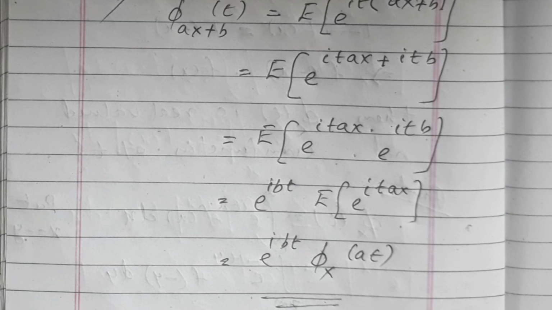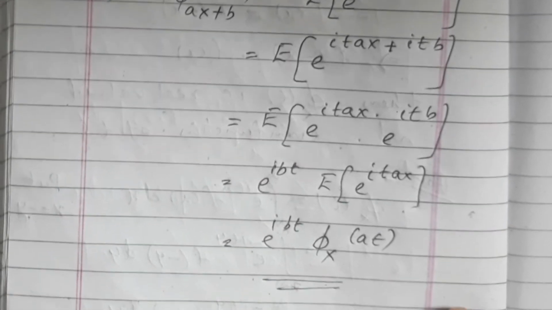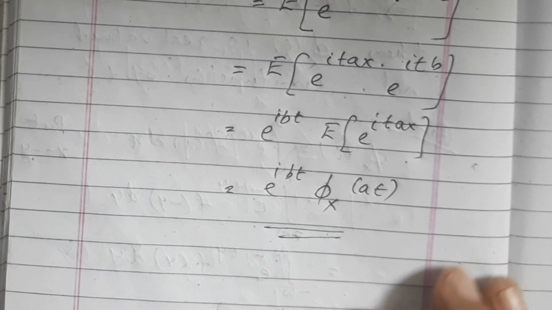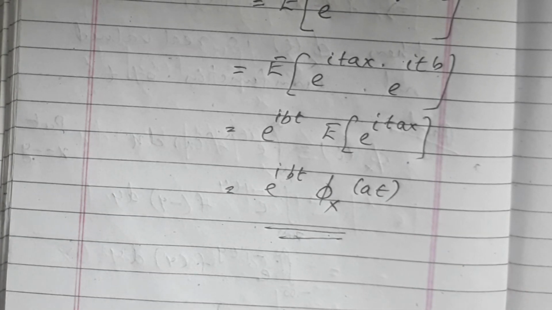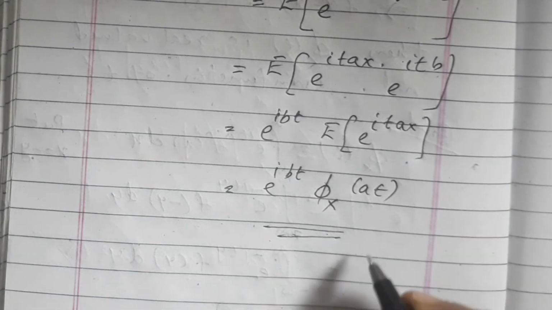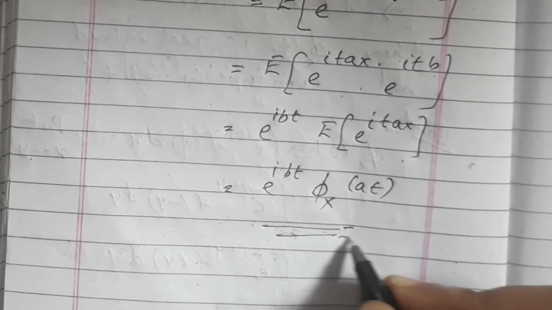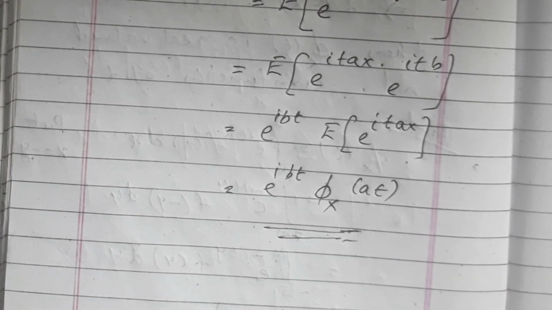Okay, these are the main basic properties of characteristic function. The next main properties are the uniqueness theorem and the continuity theorem. But they are beyond the scope of your syllabus, so these properties are enough. Okay, thank you.